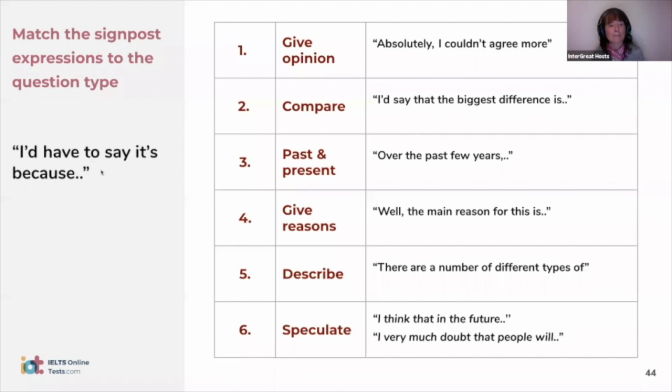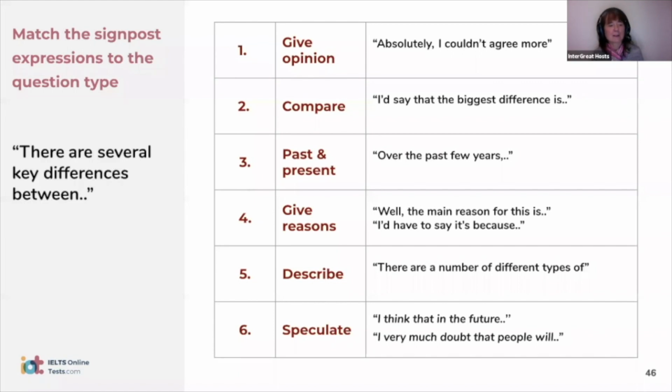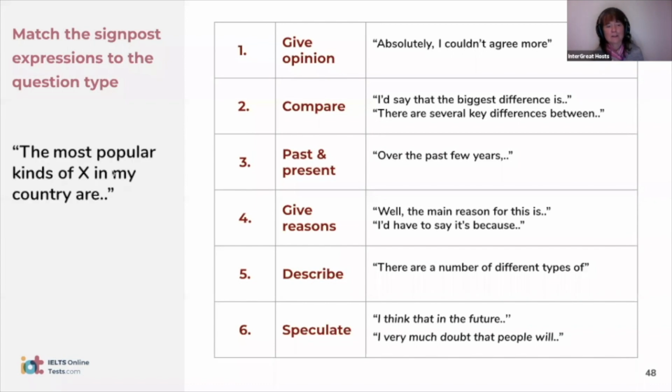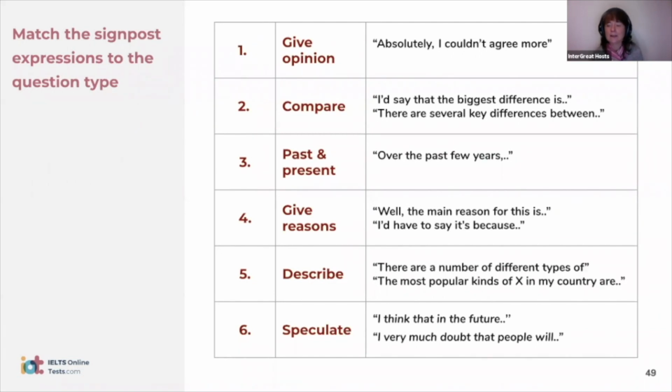What about the next one? "I'd have to say," tricky this one. Yes, you're giving a reason. You got that because there. And again, we're talking about differences here. We've got "key differences." Good. Very nice collocation there as well to talk about the key differences between something. And now we're talking about kinds, sort of different kinds, popular kinds. So again, we are describing some examples.